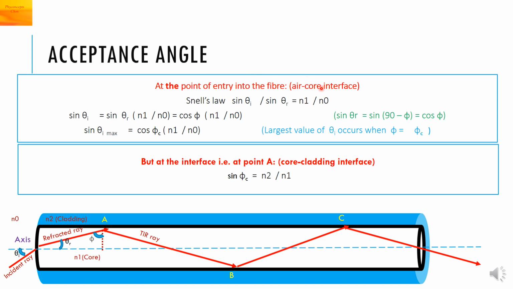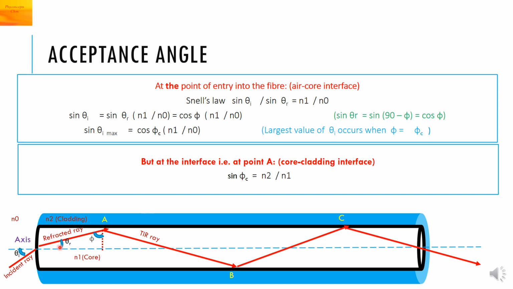So we will consider the air-core interface, that is the point of entry of the light into the fiber. We can write down Snell's law for the air and the core interface. That is, we have to consider this as the incident ray, and this is the refracted ray. So we'll write down sine theta I upon sine theta r is equal to n1 upon n0. If we rearrange this formula, we write sine theta I is equal to sine theta r, taken on the other side, into n1 upon n0.